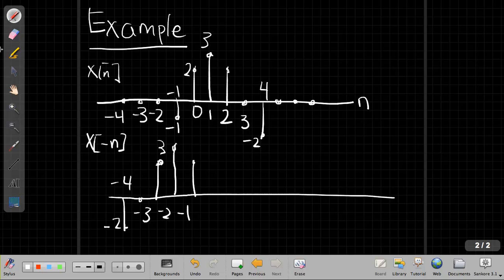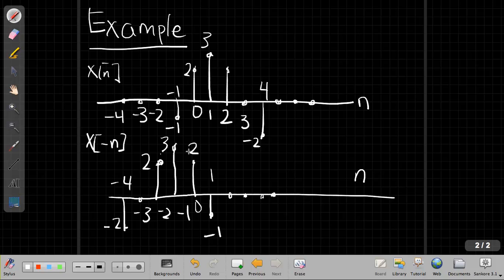So, oops, mistake there. Let me clean that up. So, I'll label these a little more carefully. This one is 2. This one is 3, back to 2, and minus 1 at n equals minus 1 is now going to be at n equals 1, and then minus 2 becomes plus 2, and 3 and 4 were all 0, going out beyond that.